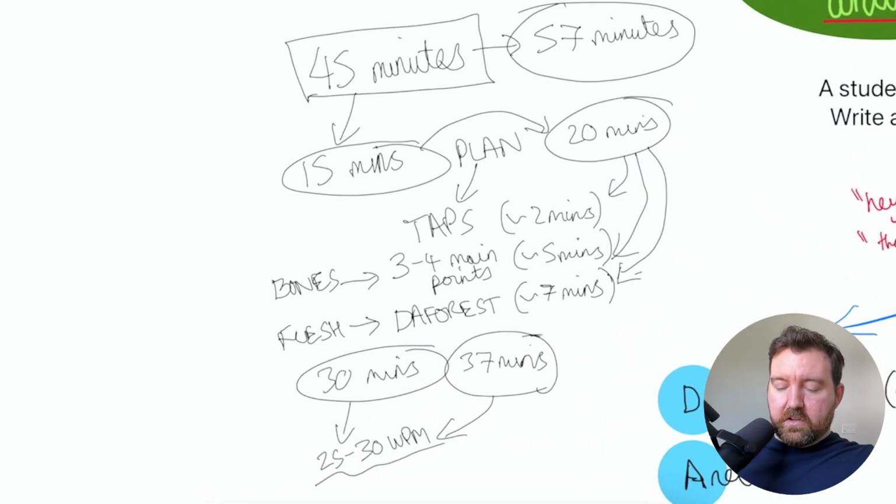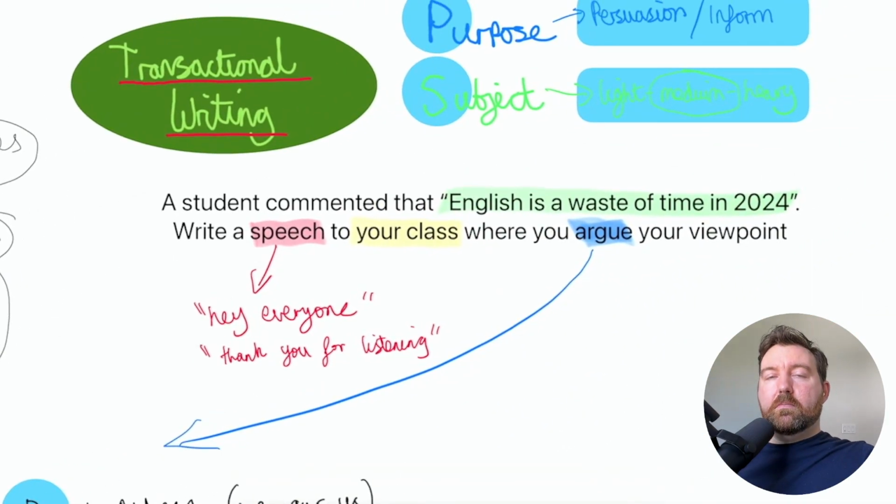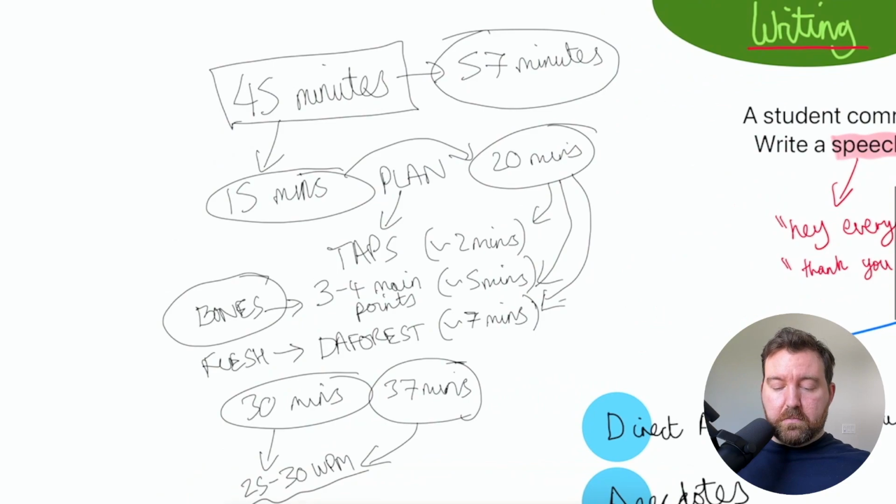Then you want to do what I call the bones of your piece, so your major arguments. So, if you agreed that English is a waste of time in 2024, you might talk about how Shakespeare is really old language and not easy to understand, and why don't they just update to a newer book or a newer play, something like that. That might be one of your arguments. And then, after that bone has been created, you might flesh it out with some DAFOREST. So you might have an expert that explains, or a statistic.